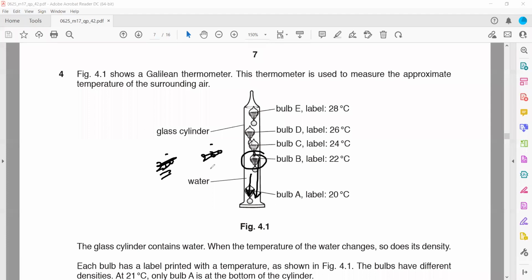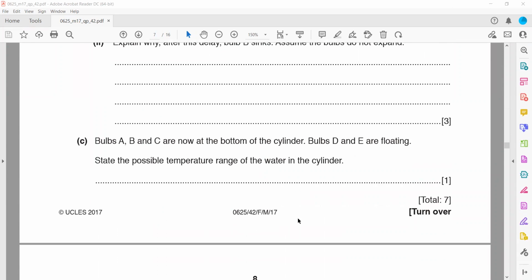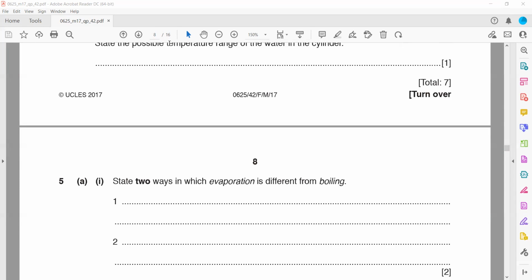When the temperature of the surrounding air is like 25, it is higher than all the temperatures, so which bulbs will sink? A, B, and C will sink. So the question is A, B, C are sinking and D and E are floating. So what will be the temperature of the air? What we can say is the temperature of the air might be 25. Because once the temperature of the surrounding air is equal to the temperature of the labeled bulb, that bulb will sink.